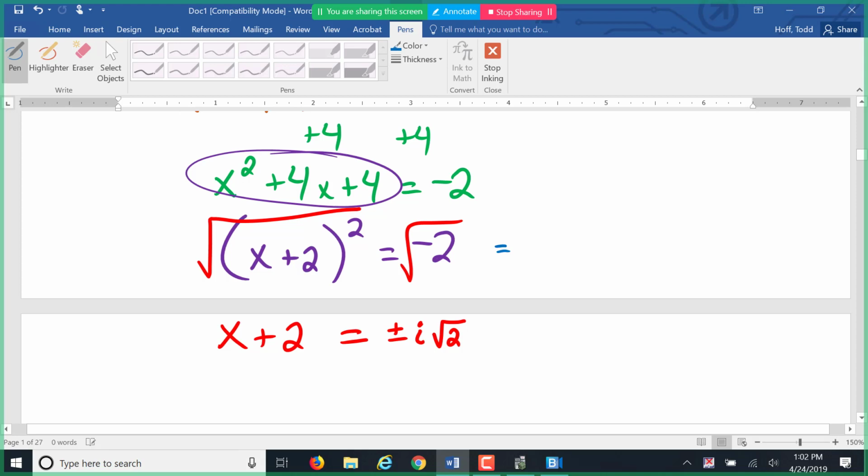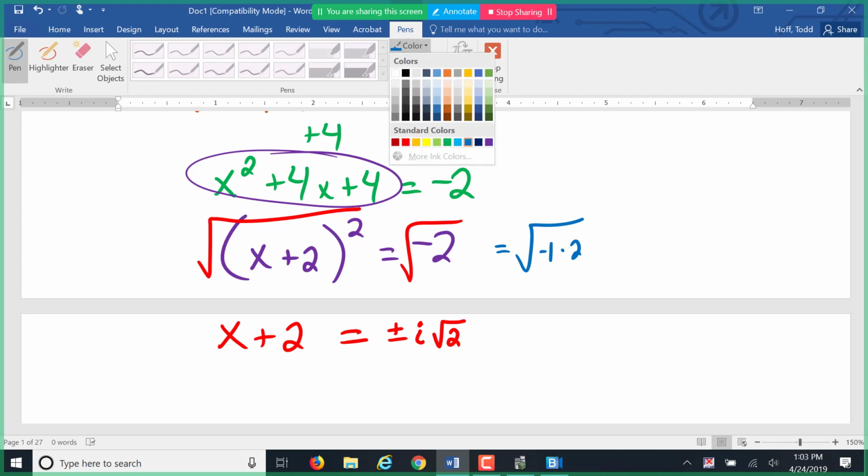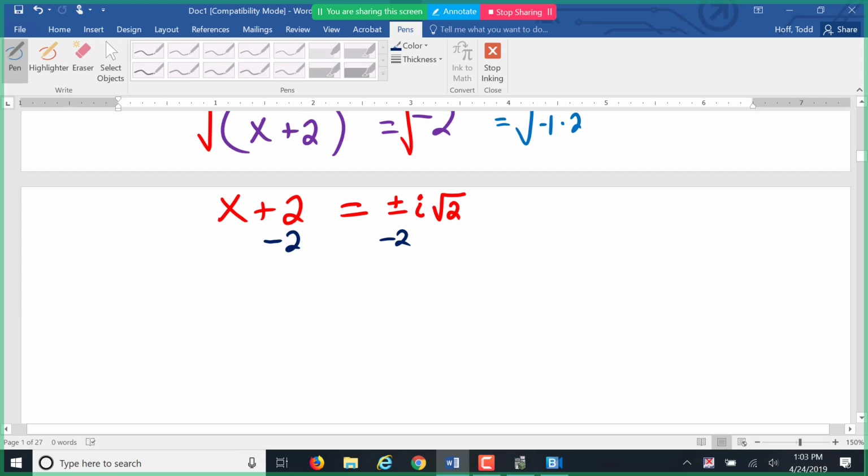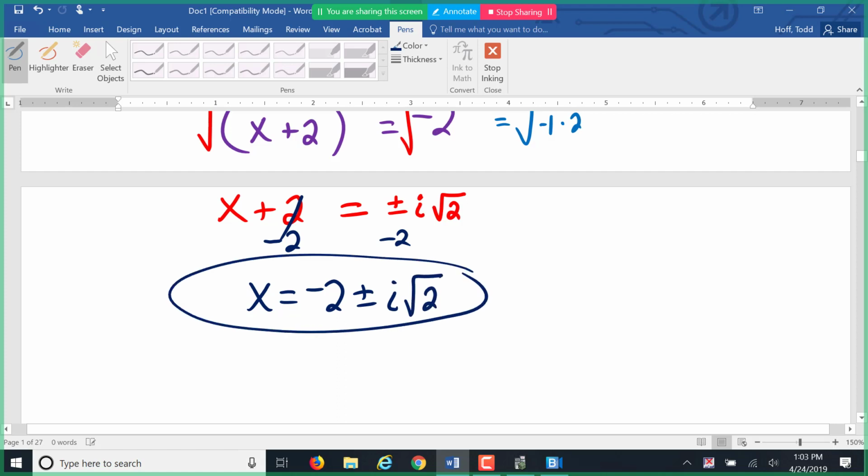If you recall from yesterday, we split that into the square root of negative 1 times 2. The square root of negative 1 is the i. We bring that out. Now, of course, to finish this, we subtract 2. So x equals negative 2 plus or minus i times the square root of 2.